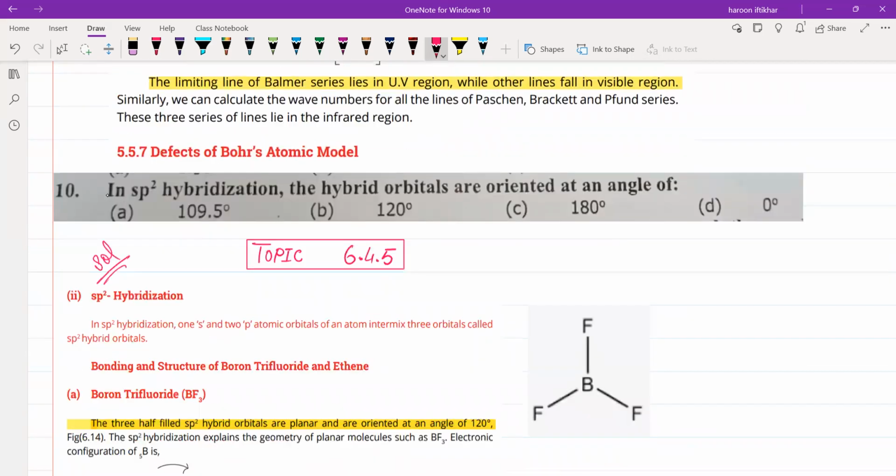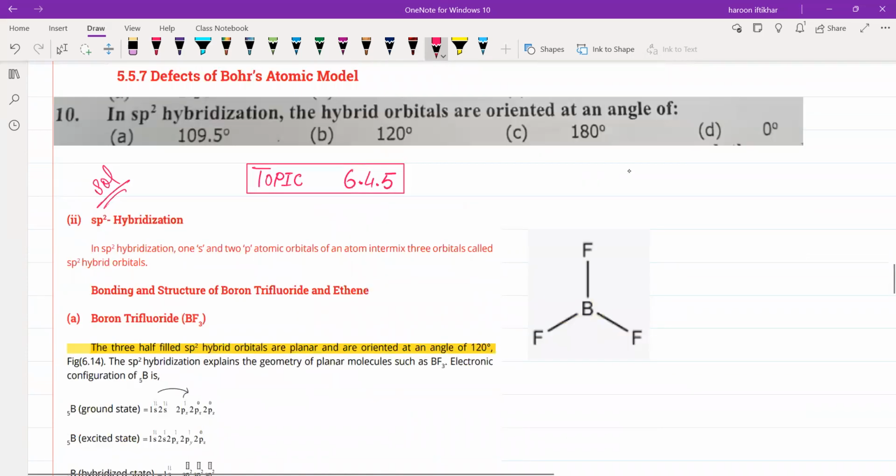5.5.6. Okay. In MCQ number 10, in sp2 hybridization, the hybrid orbitals are oriented at the angle of. That's a very simple thing. Like in sp2 hybridization, we have 120 degree angle if we have no lone pair. Okay, so BF3 is the example, and you can see the angle 120 mentioned over here. Generally, it has the angle of 120 if there is no lone pair. If there is a lone pair, for example SO2, the angle will be less than 120 if we have a lone pair in the molecule. So it is not discussed here. So the answer is 120 degrees. All right.